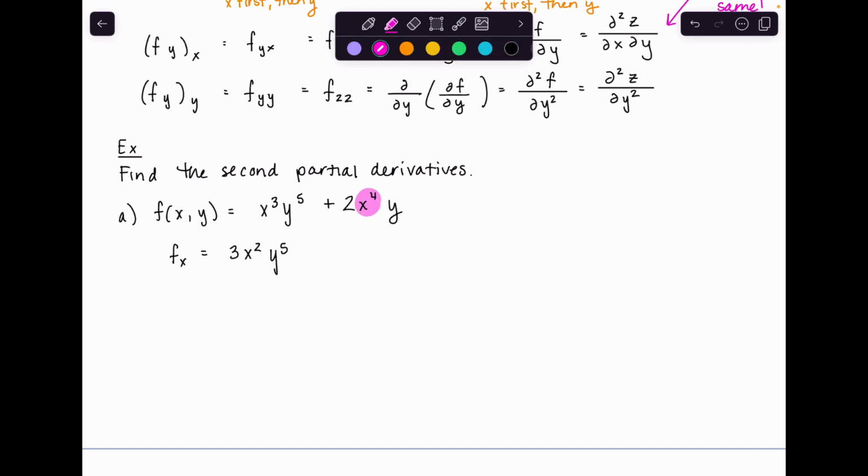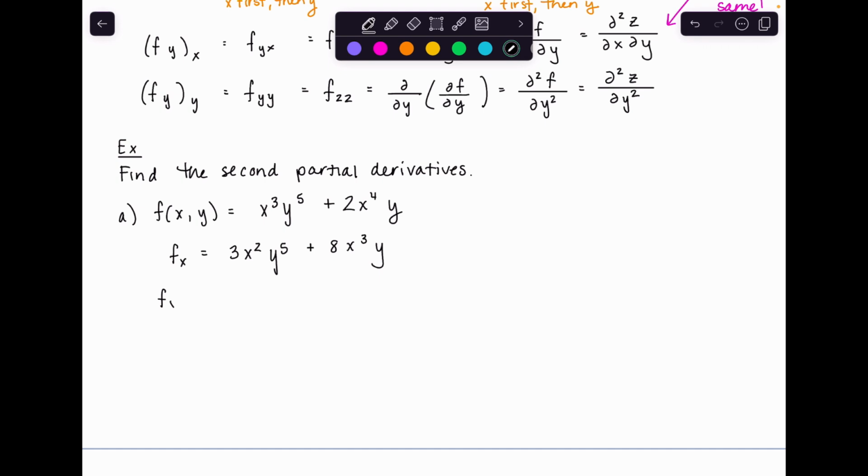Now when I go to differentiate this, I'm just differentiating x to the 4th. The 2 and the y stay attached. So I bring the 4 down and I decrease the power by 1. So this will give me 8x cubed y. You can find your second partials from here.